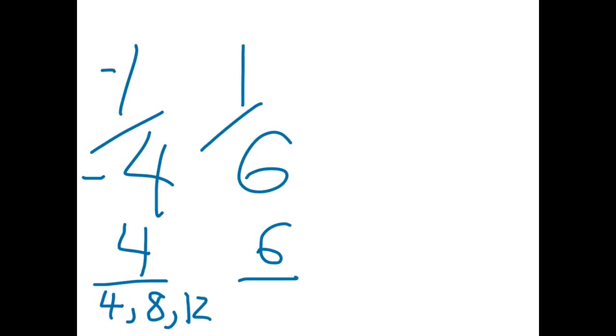Okay, let's stop there. Now let's write out the multiples of 6. So it would be 6, 12, and we can stop there because we already see a common multiple, 12 and 12. So that means that the lowest common multiple between 4 and 6 would be 12.